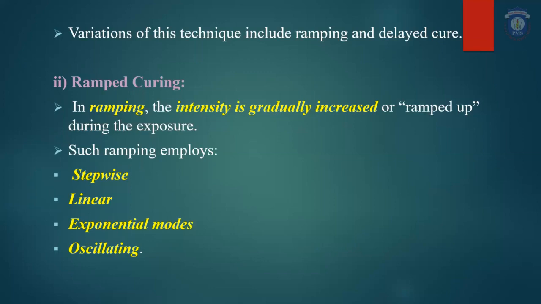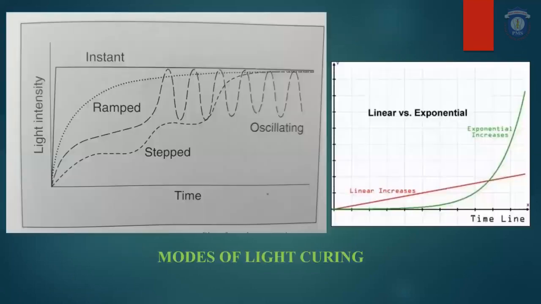What do you mean by rammed curing? In ramming, the intensity is gradually increased or ramped up during the exposure. And this can be done in a stepwise manner, or in a linear manner, or in an exponential mode, or in an oscillating mode.